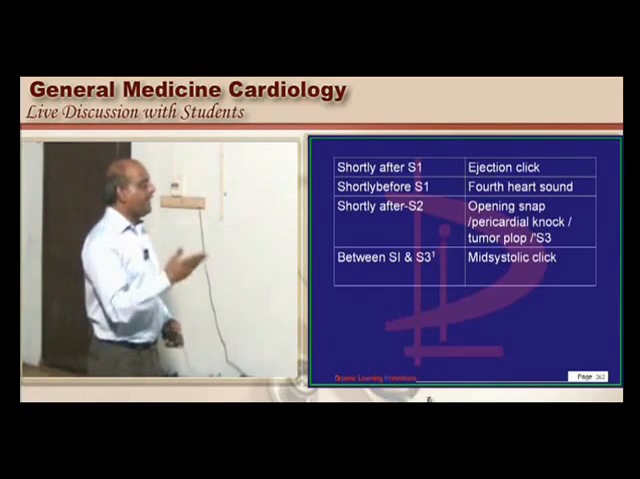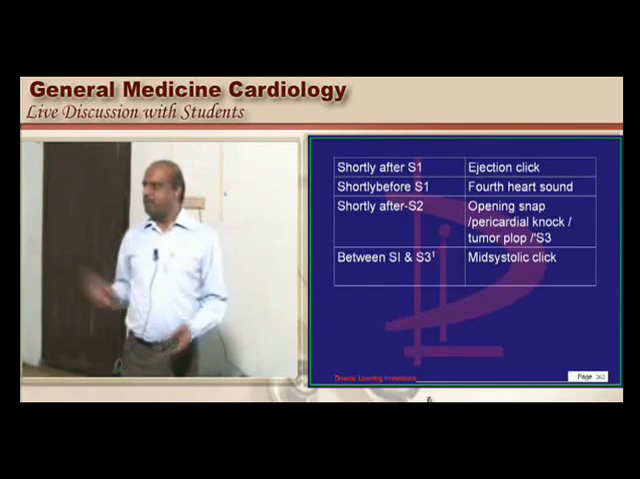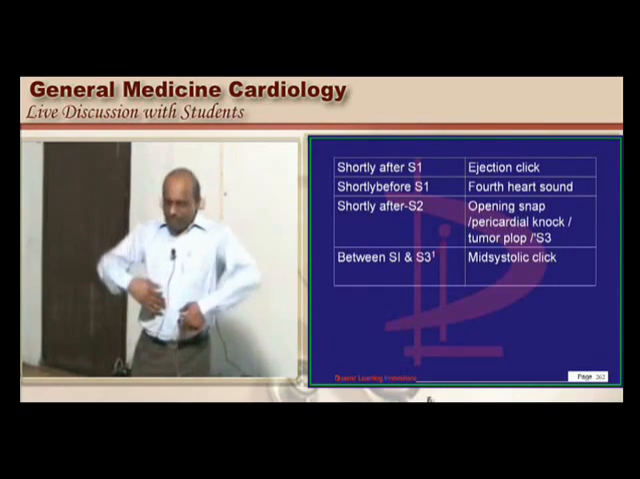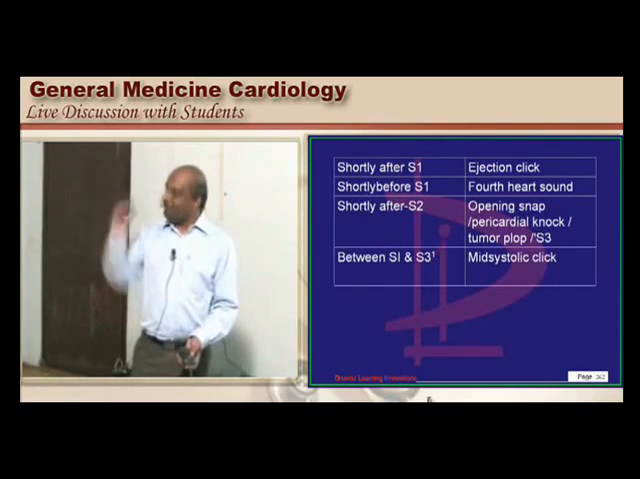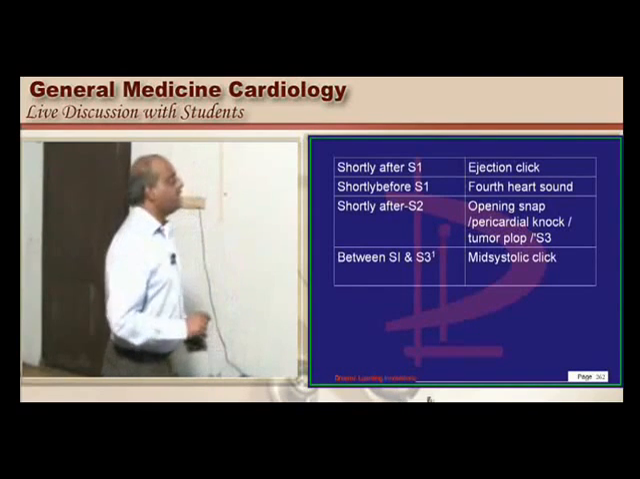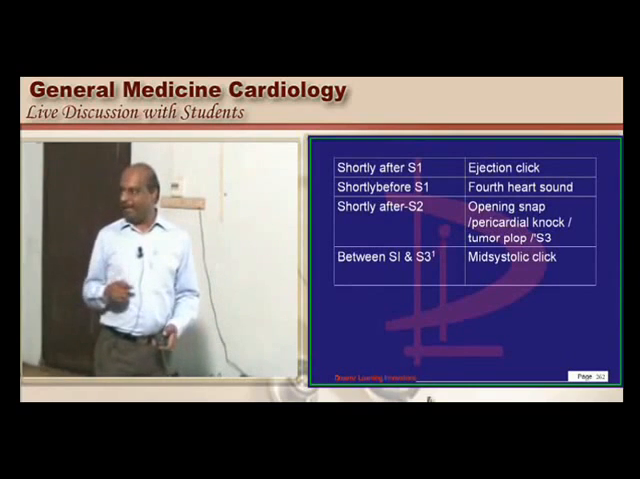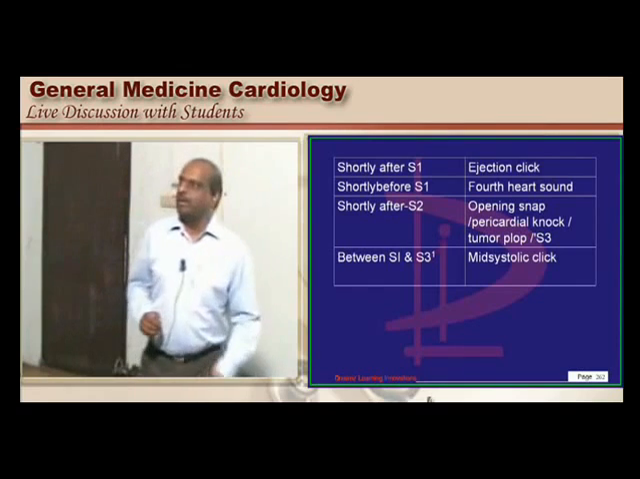Then shortly after S2 is because of the closure of the aortic and pulmonary valve, and that is the time when the mitral valve will open. So the opening snap will occur after the S2. And similarly, any pericardial knock or tumor plop or the S3, they all basically happen shortly after the S2.